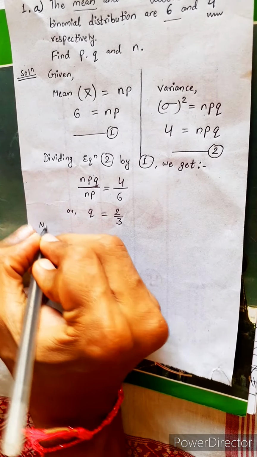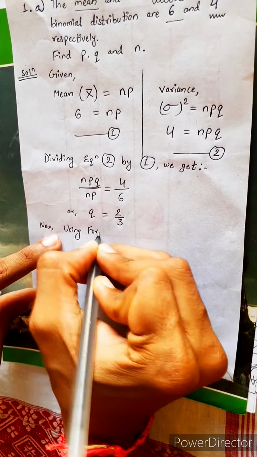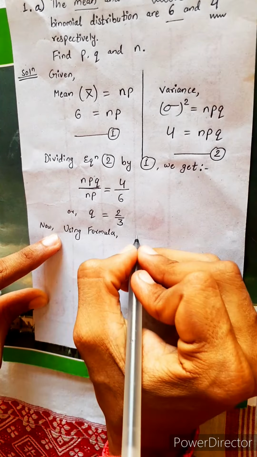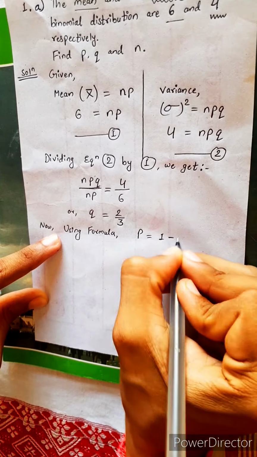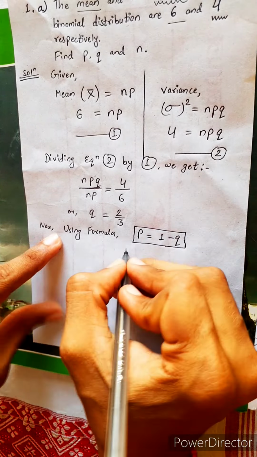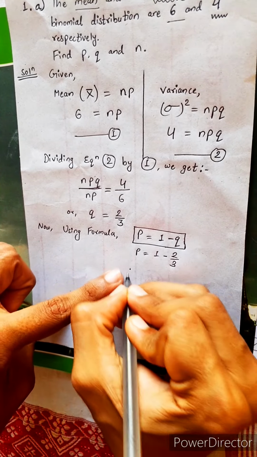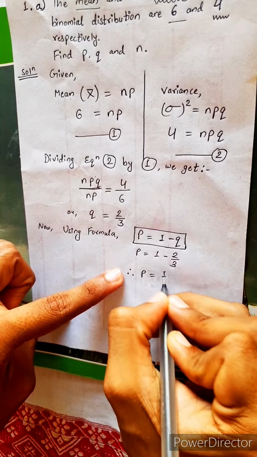Now, using the formula, we know p equals 1 minus q. This is a standard formula; everywhere we use this. Now p equals 1 minus 2 by 3. Therefore, p equals 1 by 3.